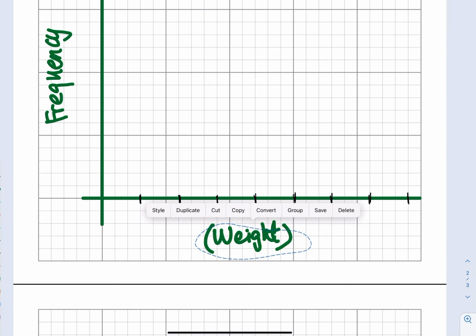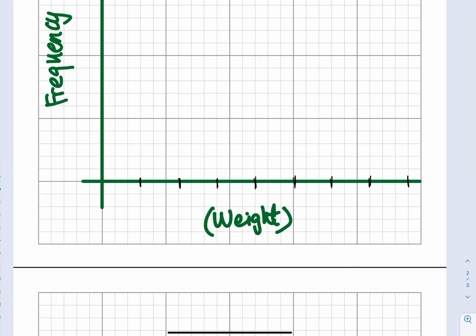So what do I mean by that? My first mark here will be 28.5, and then follow all the class marks that you have: 36.5, 40.5, 44.5, 48.5, and 52.5 is the last one.